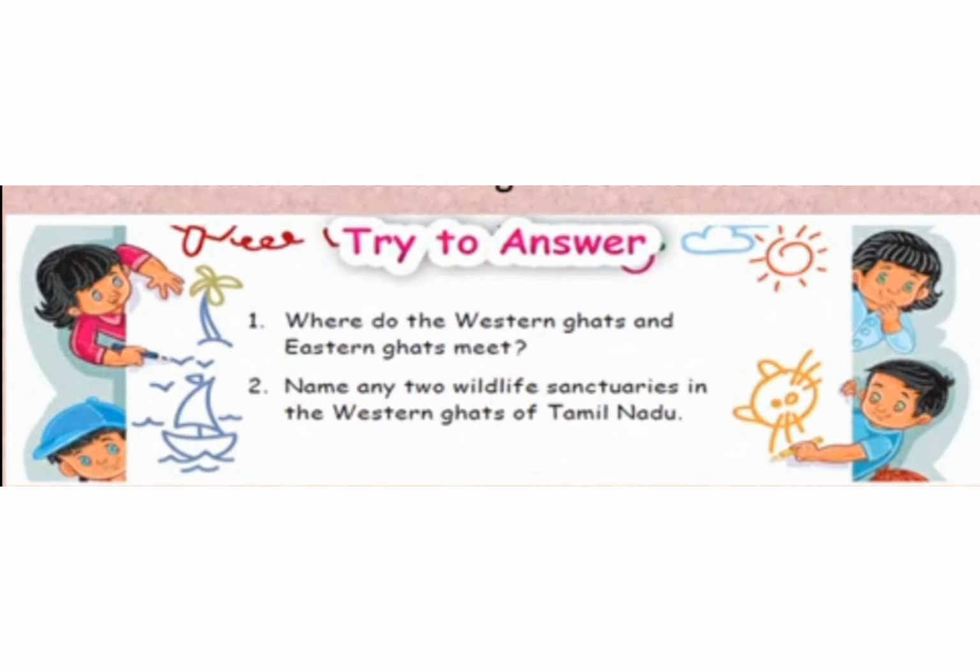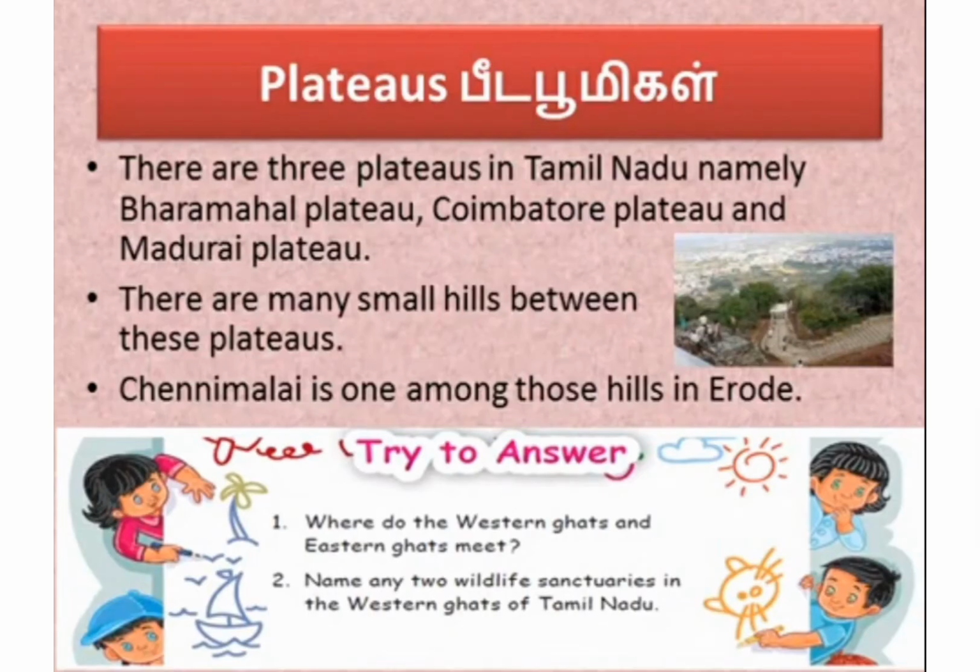The second landscape of Tamil Nadu is plateaus. We say it in Tamil, Pidabhoomigal. There are 3 plateaus in Tamil Nadu, namely Baramahal Plateau, Coimbatore Plateau and Madurai Plateau. There are many small hills between these plateaus. Chennimalai is one among those hills in Erode.